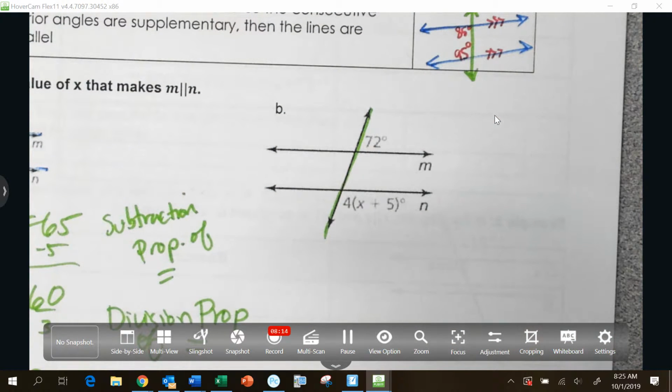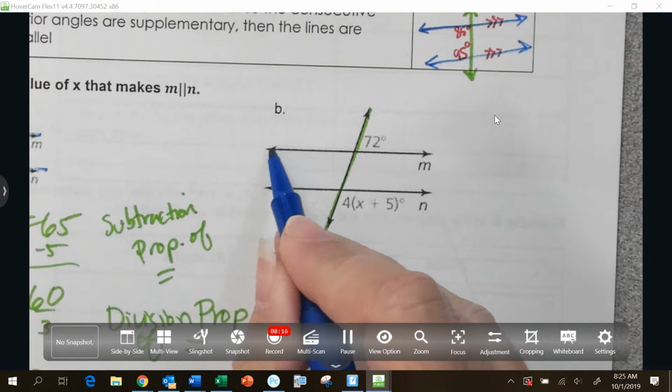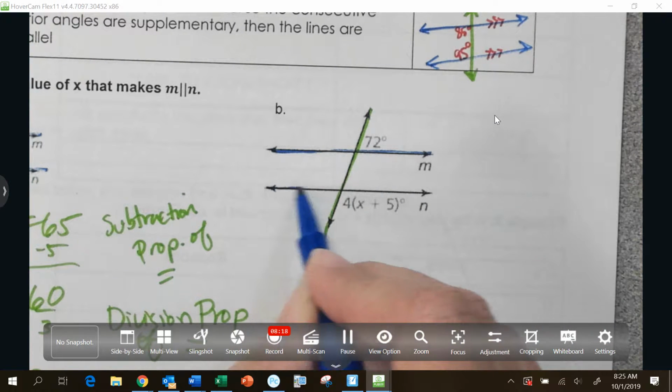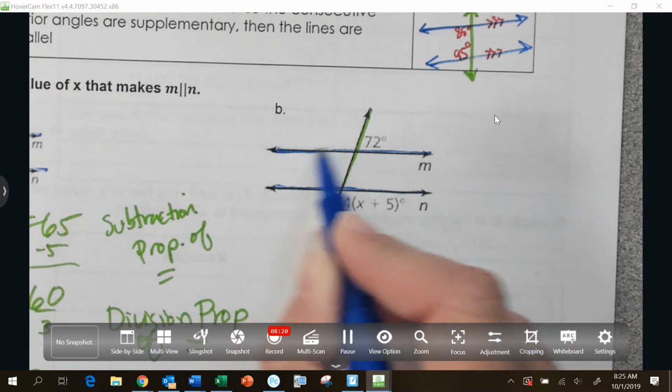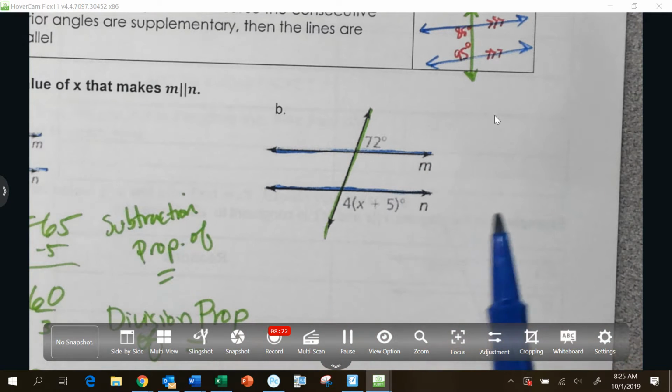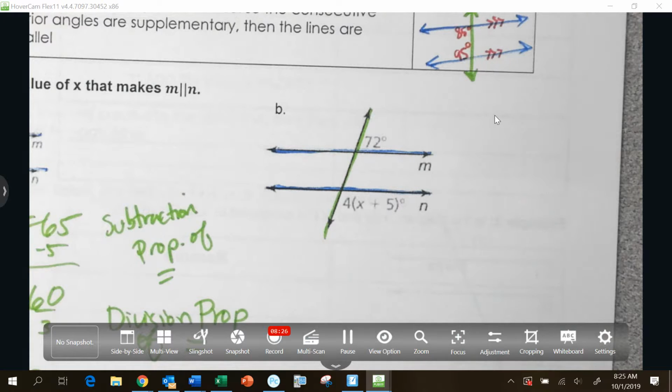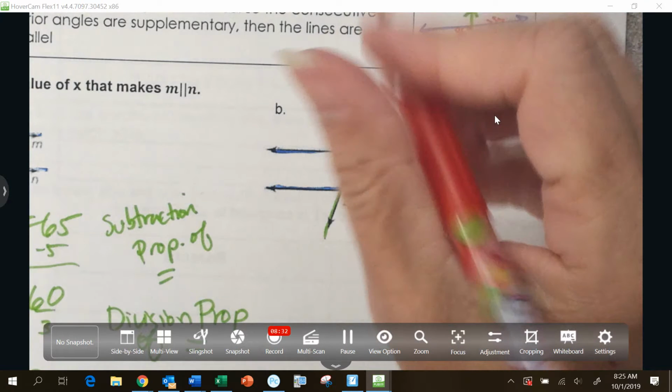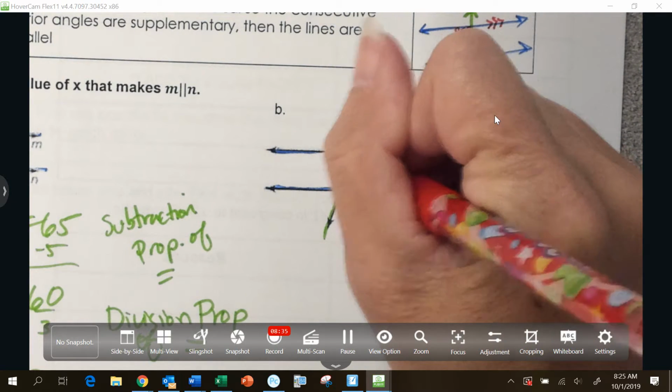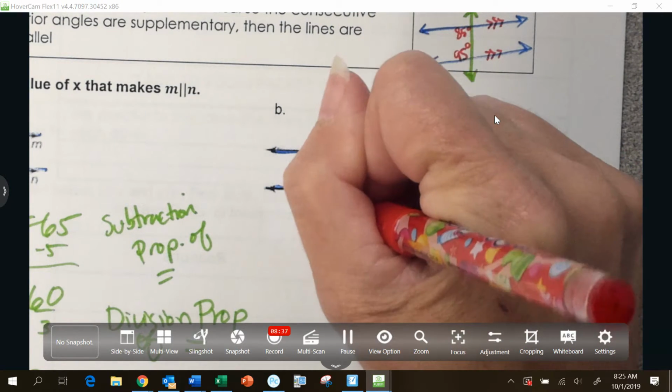They're not alternate exterior. They're like same side exterior. Do we have a same side exterior theorem? Is that a thing? No, that is not a thing. So we should find something else. So if I'm going to number these real fast so you can talk to me about which angle you're thinking: 1, 2, 3, 4, 5, 6, 7.